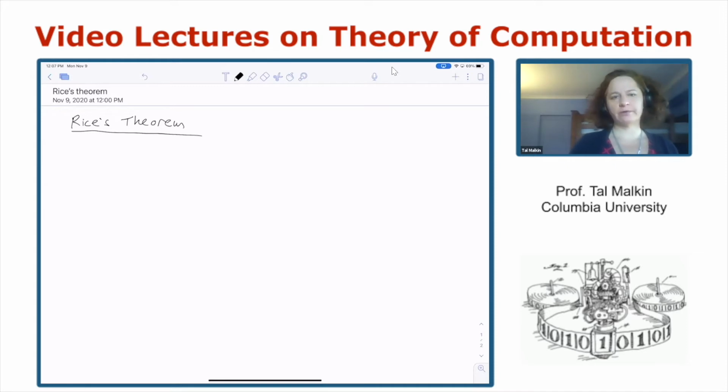This will be a general theorem that will allow us to prove a big class of problems as undecidable. Very roughly speaking, this is what the theorem says. I'll write it formally soon. But the theorem says something along the following lines.